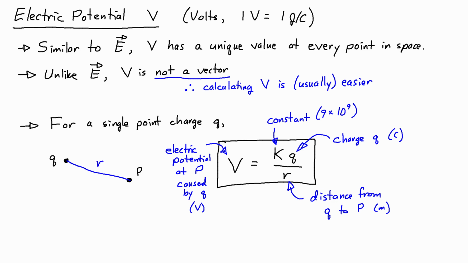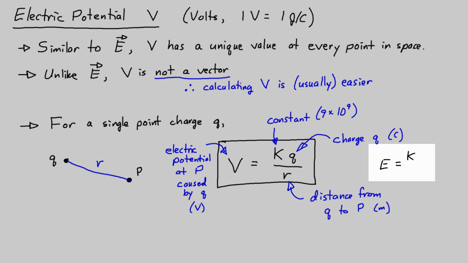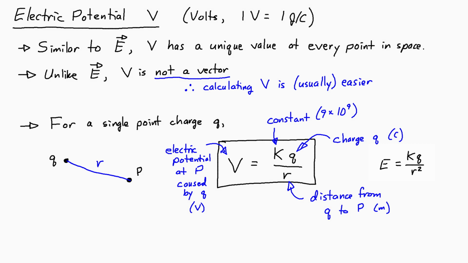You might notice that this is very similar to the expression for the magnitude of an electric field for a point charge, which is kq over r squared. And the main difference here is first that r is not squared on the bottom, but then also that this is a scalar quantity. There's no direction for potential. And again, that makes the math a lot easier when you have multiple point charges to consider.